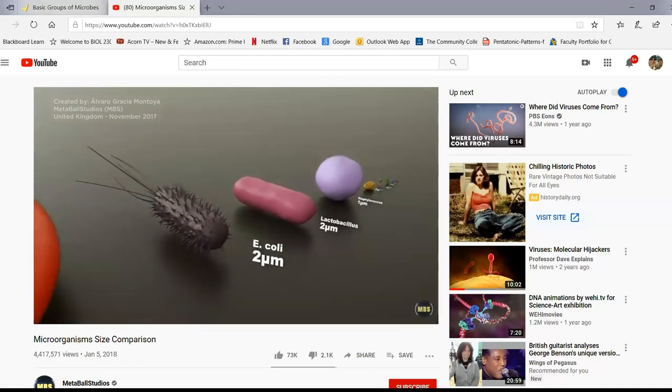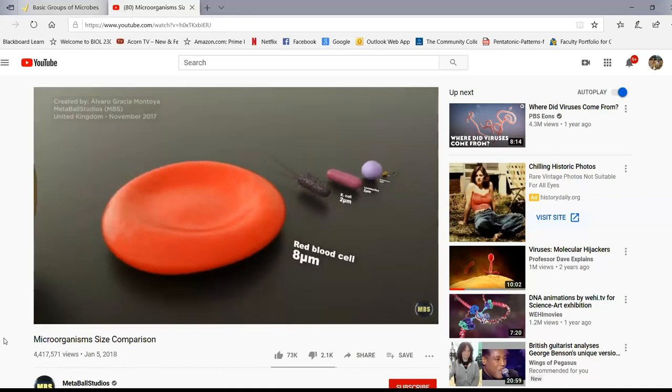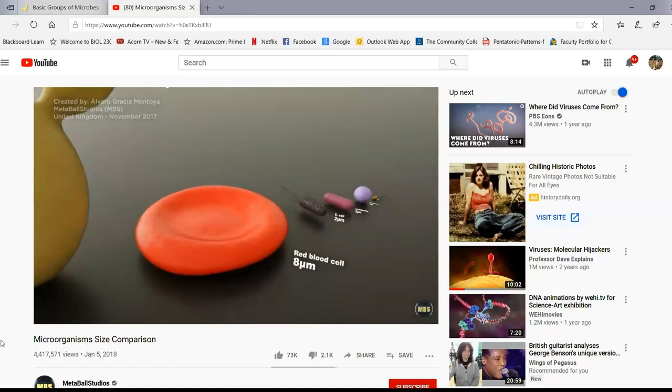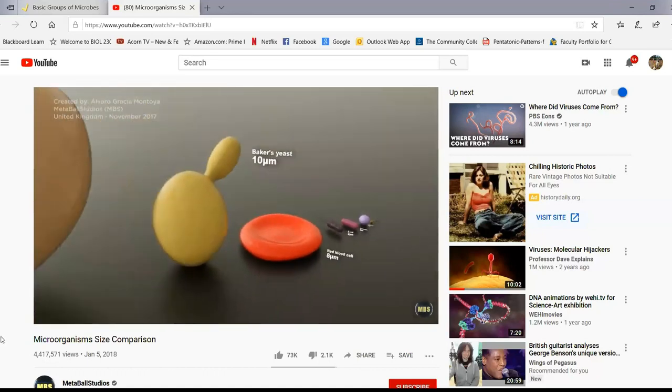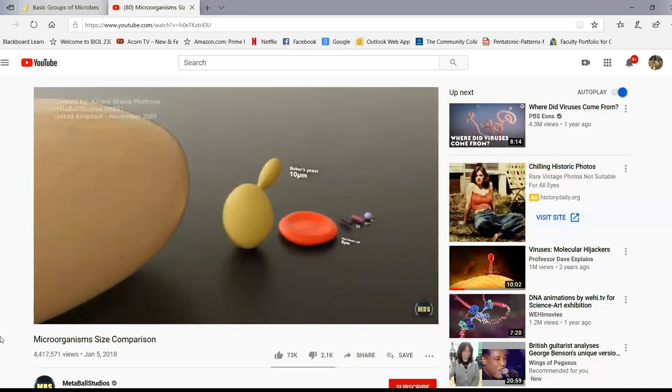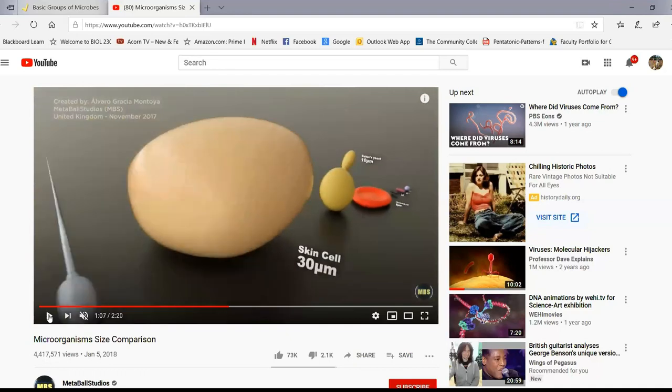So there's 3 bacteria compared to a red blood cell, compared to Baker's yeast, a eukaryotic fungus, compared to a skin cell and a sperm. And we'll stop it there, but that again gives you a nice idea of just how small viruses are compared to bacteria, compared to eukaryotic microbes, compared to human cells.